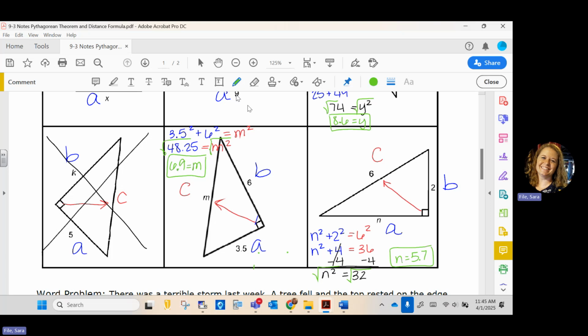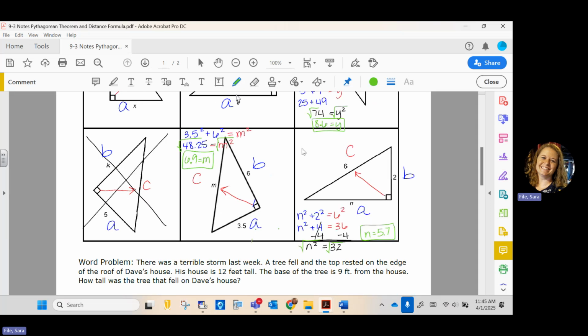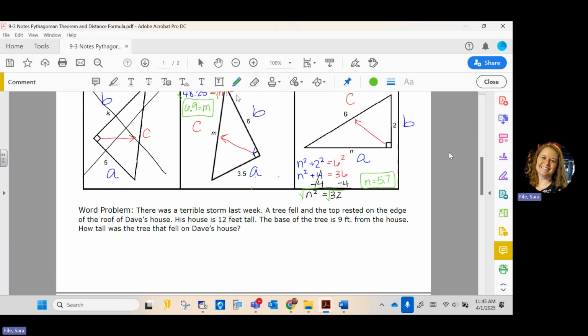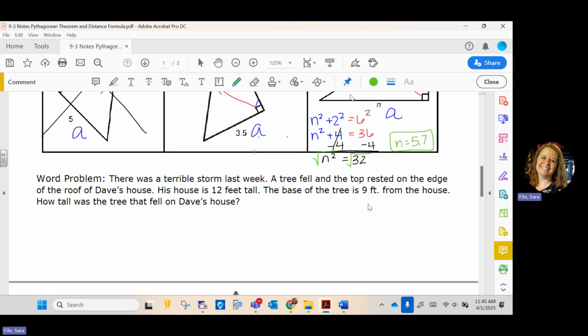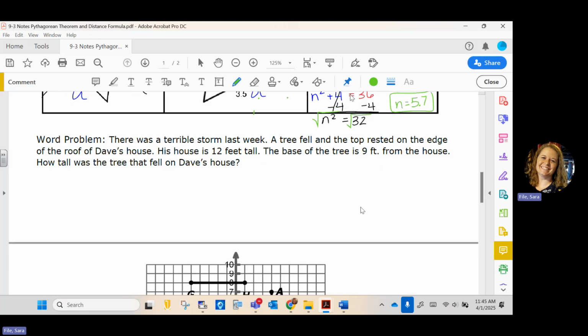How do y'all feel about Pythagorean theorem? Easy, lemon squeezy. All right, let's apply it. There was a terrible storm last week. A tree fell and the top rested on the edge of the roof of Dave's house. His house is 12 feet tall. The base of the tree is 9 foot from the house. How tall was the tree that fell on Dave's house?